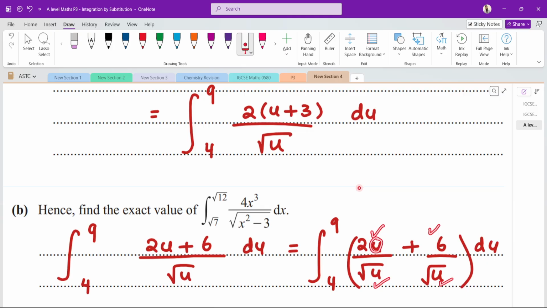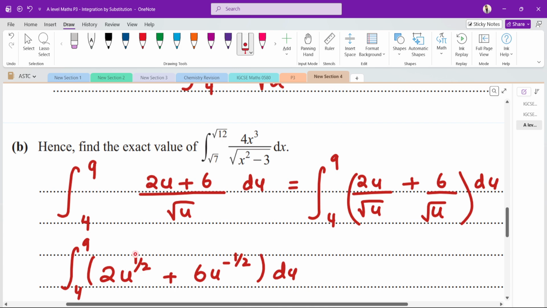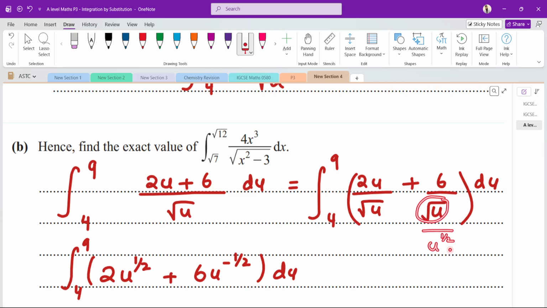Now this is u with a power of 1 and divided by u with a power of half. So that will be the rule of indices being applied. 1 minus 1 upon 2. So you get u to the power of half. So that will be u to the power of half. And this one is u to the power half, but in the denominator. When you take it as a reciprocal, you get a negative power.